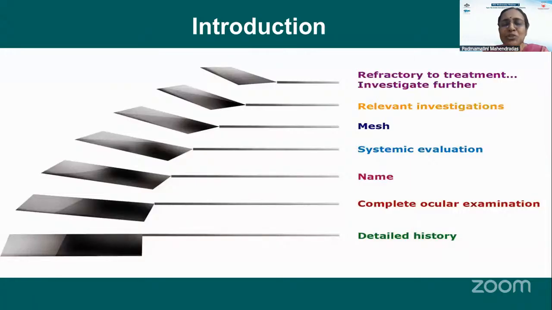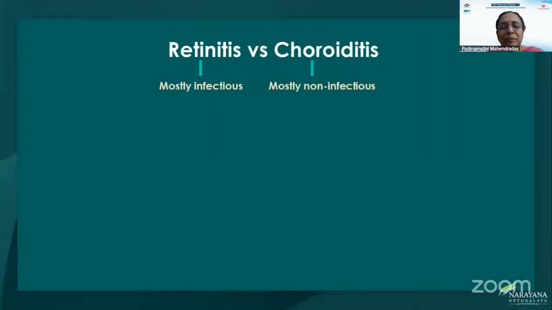The approach to posterior uveitis is similar to the approach in any other case of uveitis. First and foremost, we need detailed history taking and a complete ocular examination, which includes a dilated fundus examination. Then we name it: whether the patient has anterior uveitis, or mostly posterior uveitis with spillover inflammation to the anterior segment or not. We do a thorough systemic evaluation, and then we do the naming and meshing.